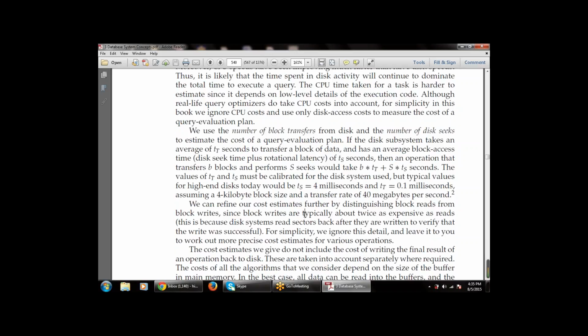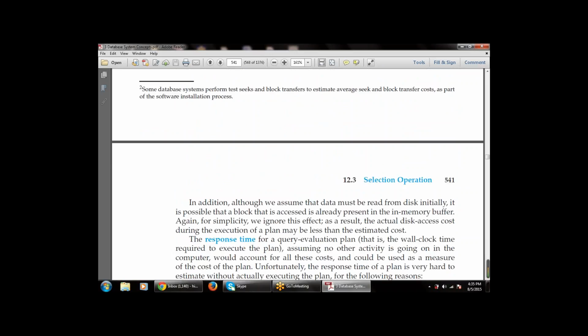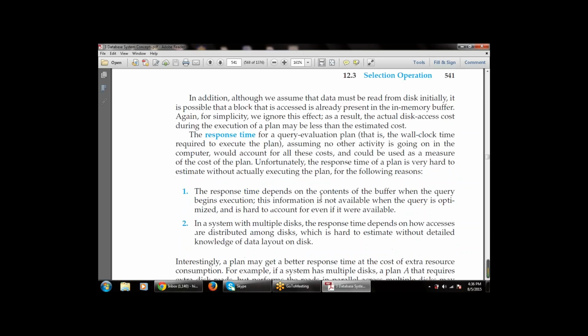The cost estimate that we give does not include the cost of writing the final result of the operation back to the disk. The response time for a query evaluation plan is the whole clock time required to execute the plan, and it also depends on the contents of the buffer when the query is executed.